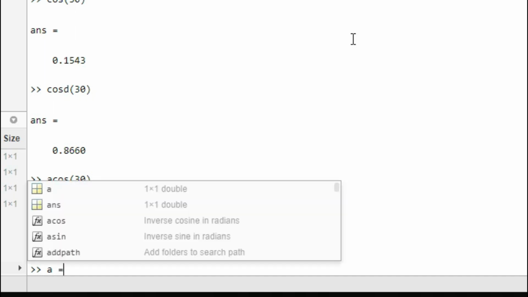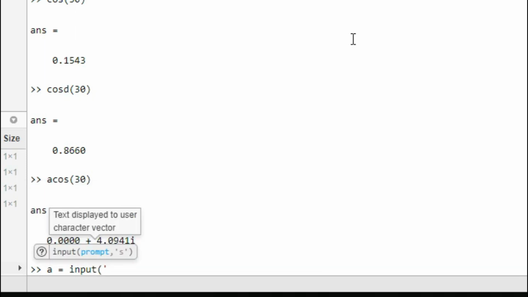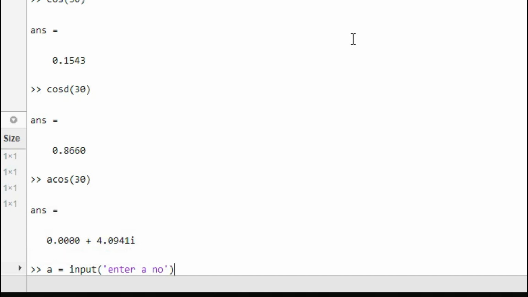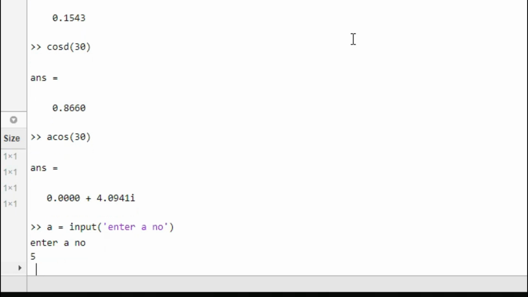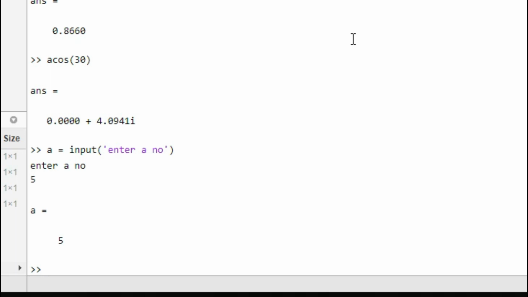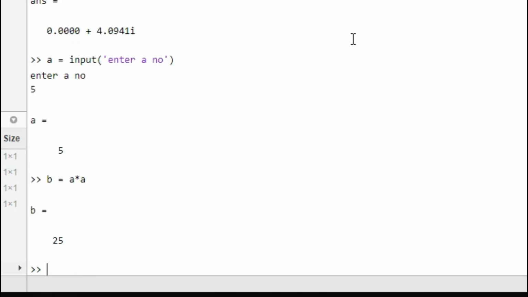So let's work on the input function. So we have a equal to input open parenthesis single quote 'enter a number' single quote and close parenthesis. So this asks for a number, enter a number. So this asks for input. So let's give input. So let's give 5. So a is equal to 5, and b equal to a star a. So this gives the multiplication of a. So like this, the input function asks for input.